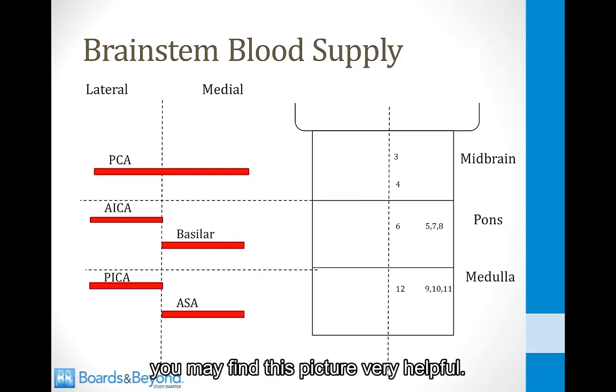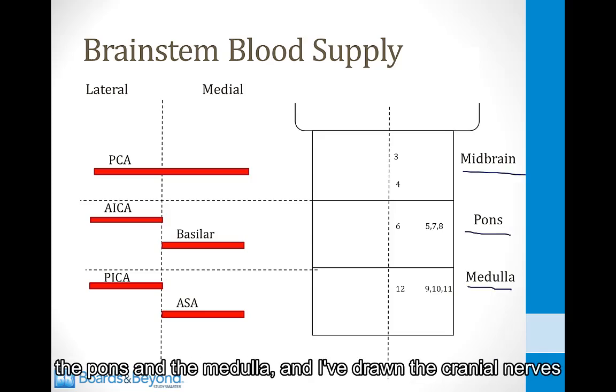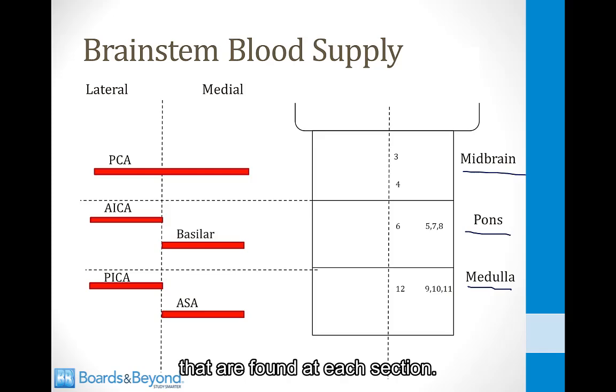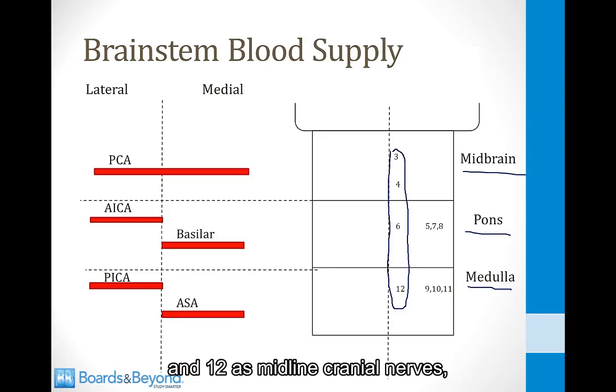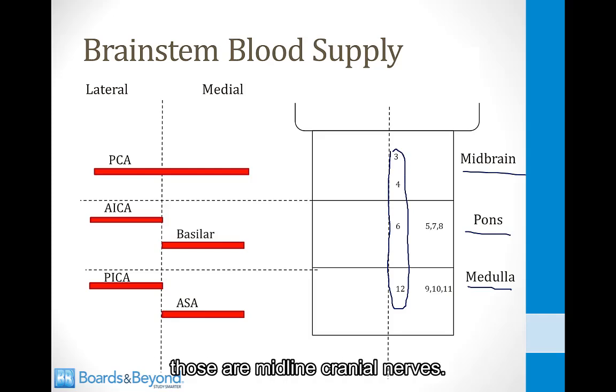If you have trouble remembering which blood vessels supply which part of the brainstem, you may find this picture very helpful. On the right side of the screen, I've drawn the midbrain, the pons, and the medulla, and I've drawn the cranial nerves that are found at each section. You'll notice that I've drawn 3, 4, 6, and 12 as midline cranial nerves because they divide evenly into number 12, and therefore, according to the rule of fours, those are midline cranial nerves.